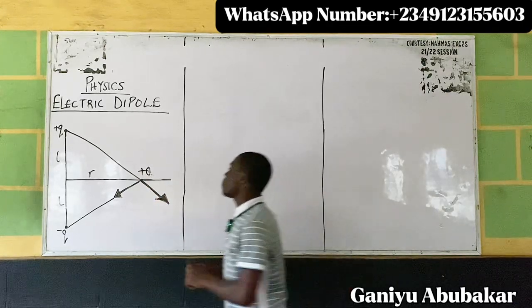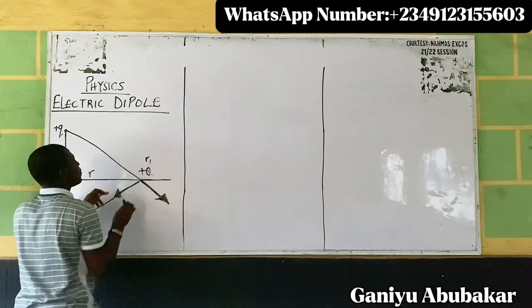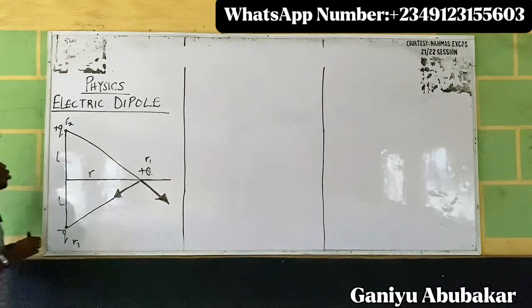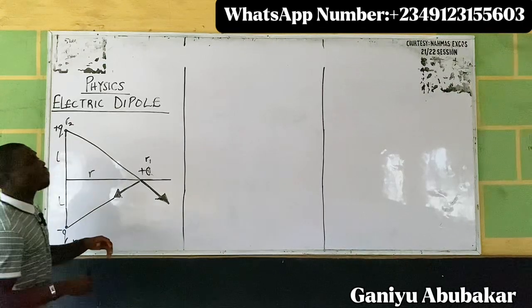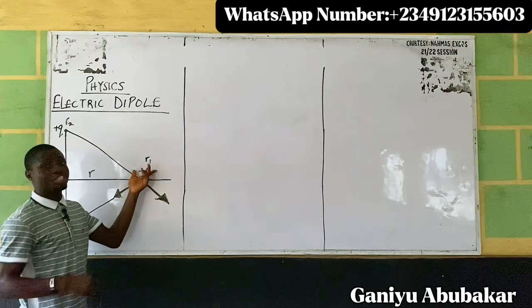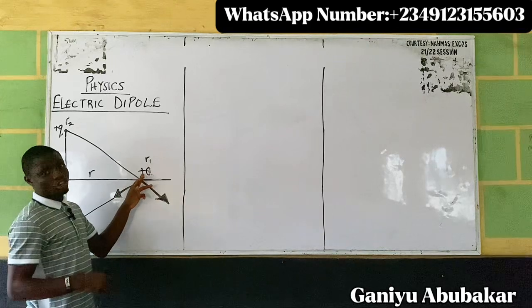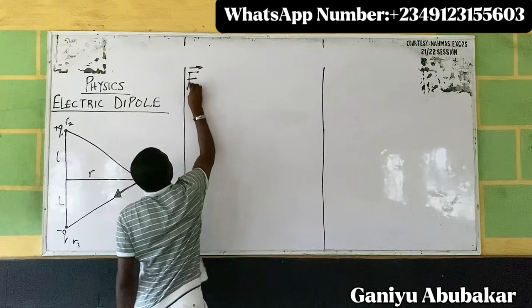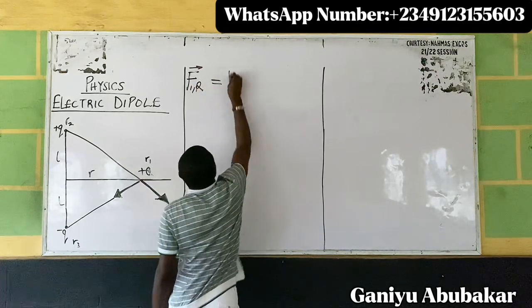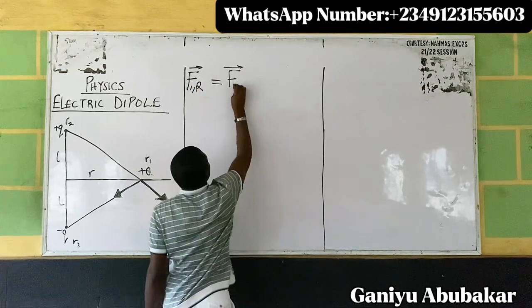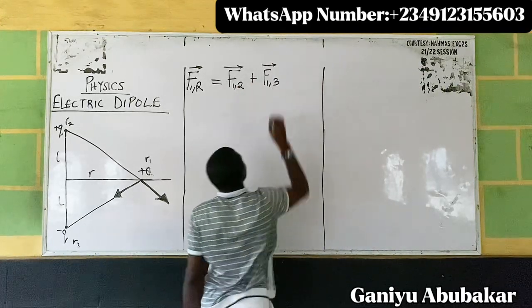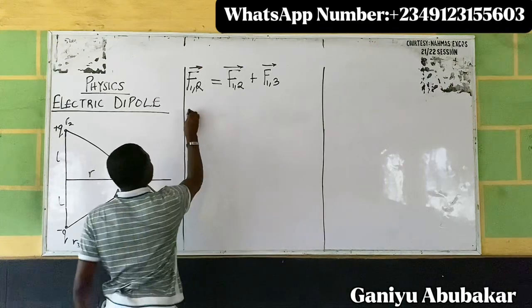So now, let me call this one here R1, let me call this one R2, let me call this one R3. So this is Q1, Q2, Q3 in this sense. If I'm asked to find the resultant force on the plus Q charge, that's your F1 resultant. So in this case, F1 resultant is equal to F12 plus F13. Let's get F12.